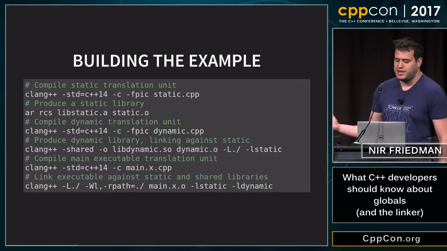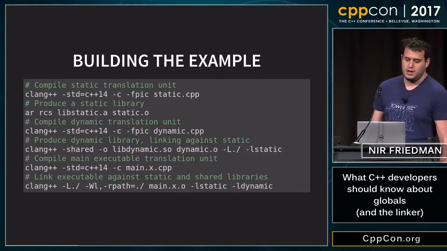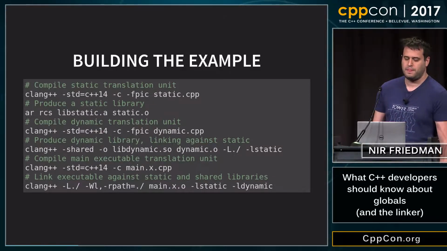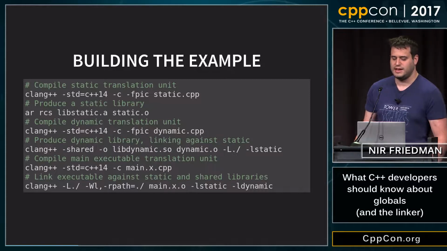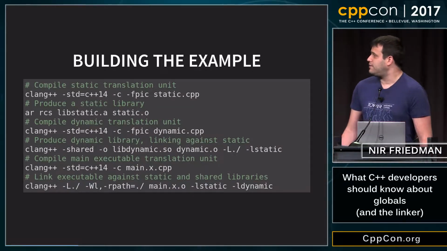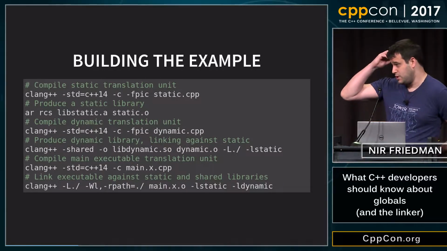So first I compile the CPP file. Then I produce a static library with this command called AR. Next, I compile the code for the shared library. I link it against the static library, so that's what that looks like. And then finally, I compile the code for the main executable, the object code. And I link the executable against the static and shared libraries.